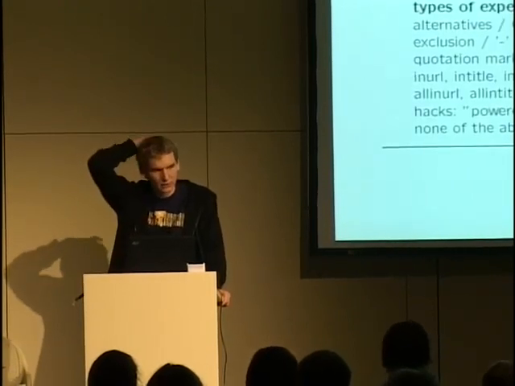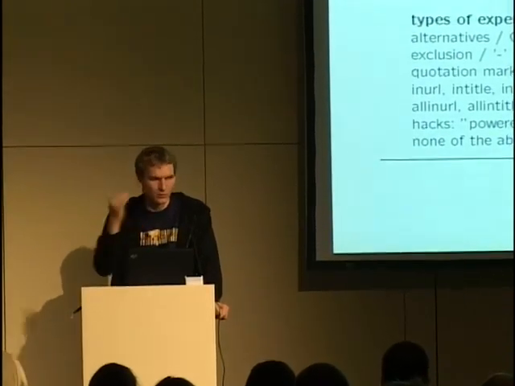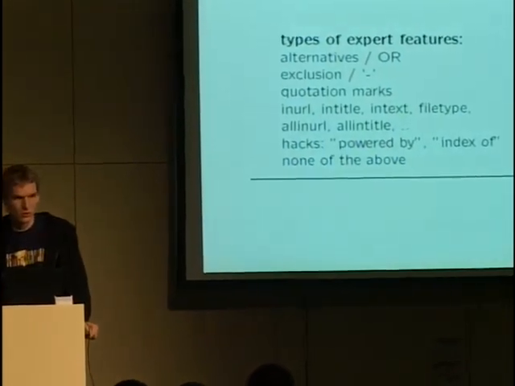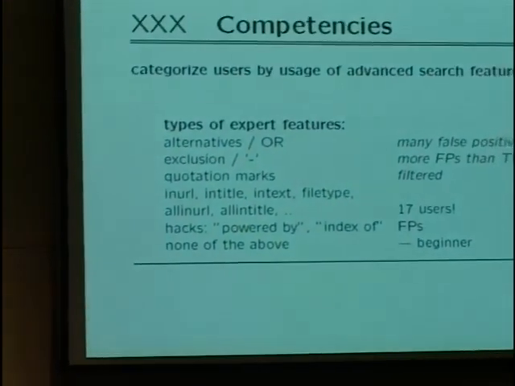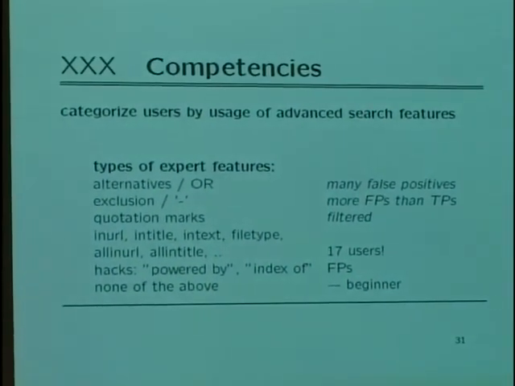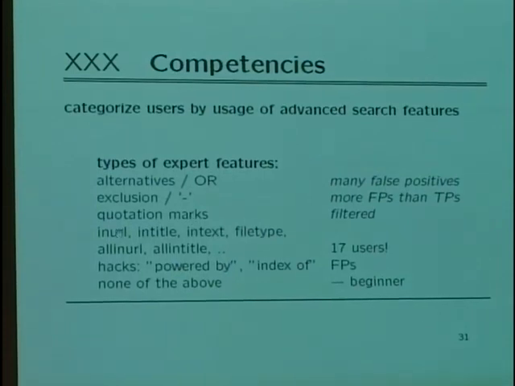What else could you do? You could differ between beginners and expert users. How would you measure the competency of a user? You could measure the usage of some expert search features, which are, for example, exclusion or alternatives, quotation marks or certain restrictions on the query. But it turns out that on this data set we cannot investigate in detail, because AOL filtered some characters, so I cannot give you some numbers here. You could grep for in URL, in title, in text. And surprisingly low, only 17 users at all are using such special features.